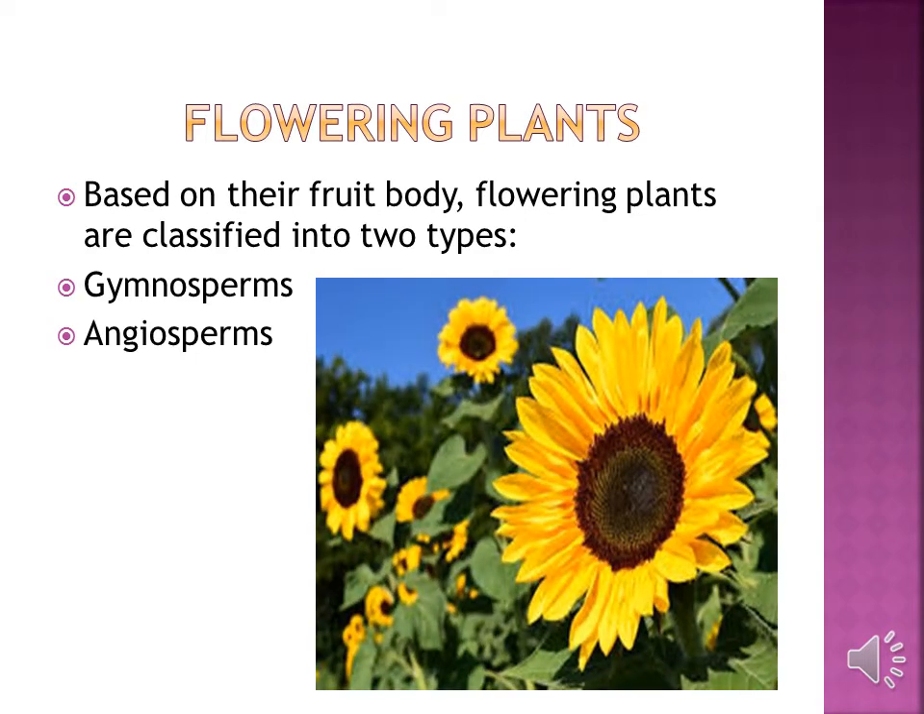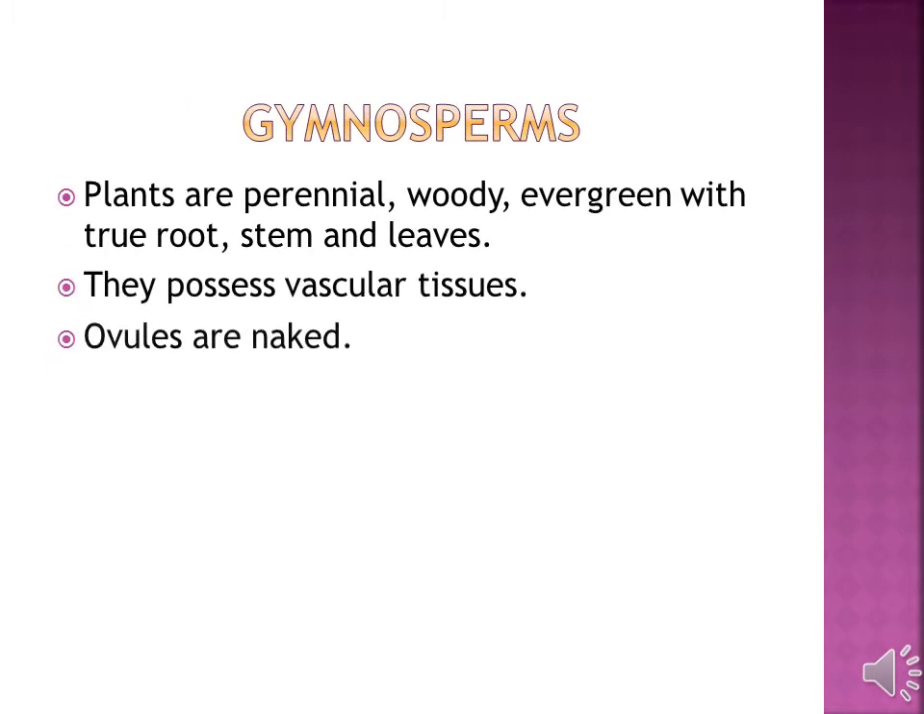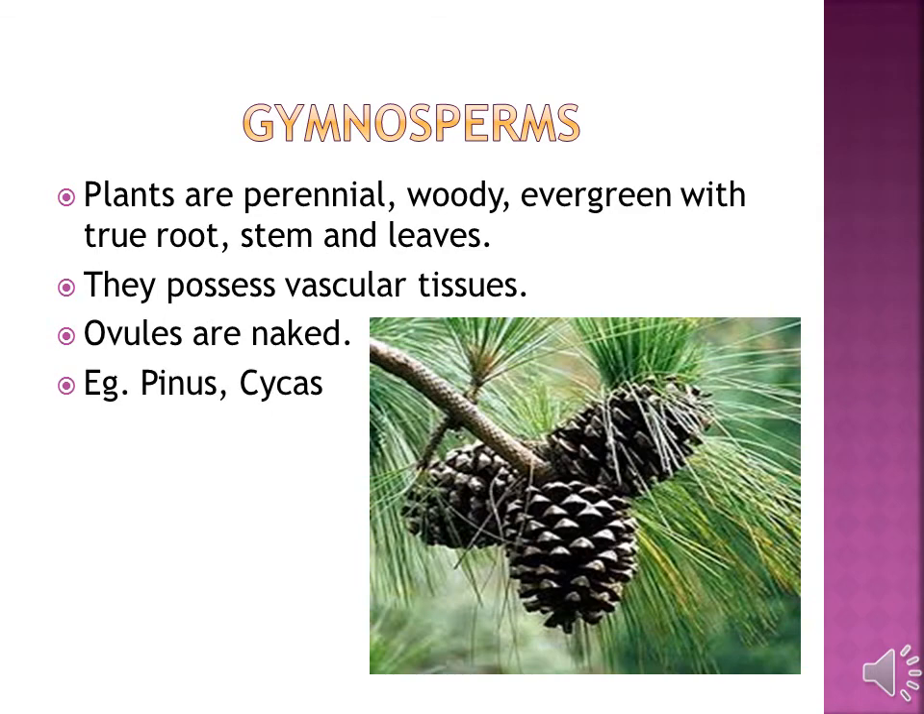Now let's move on to the next topic, flowering plants. Based on their fruit body, flowering plants are classified into two types, gymnosperms and angiosperms. Let's see about the next topic, gymnosperm. Gymnosperms are another type of plant that bear seeds directly on sporophylls without covering.